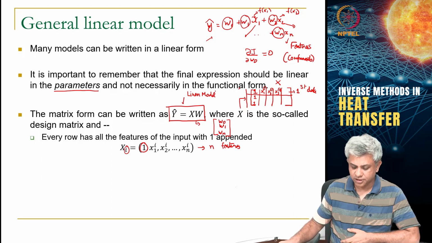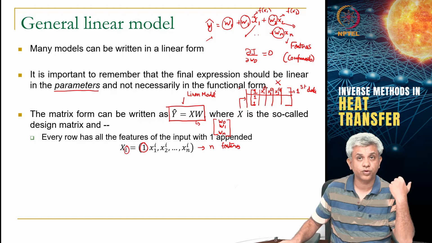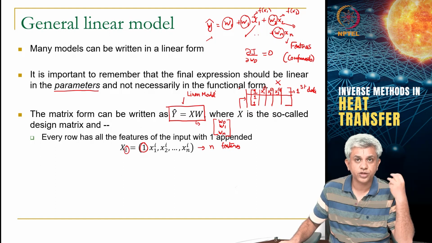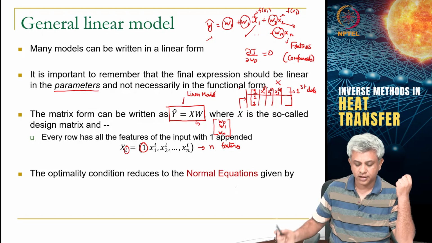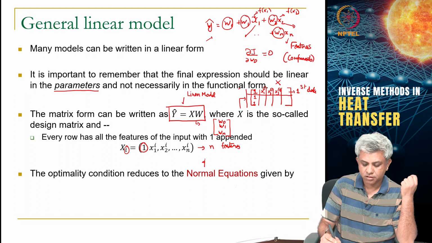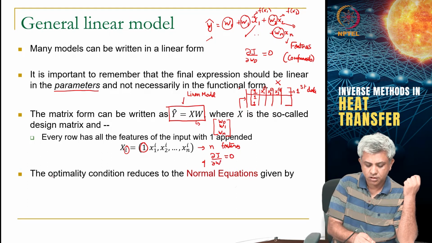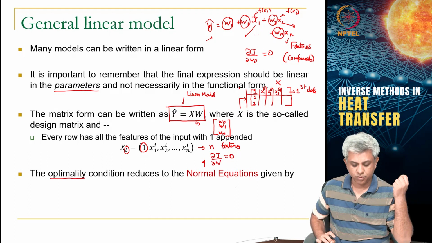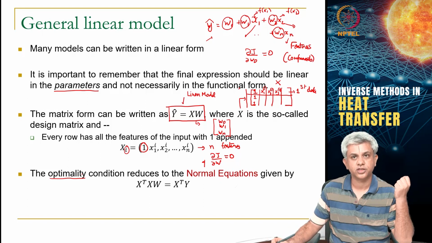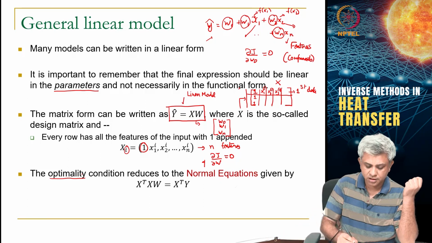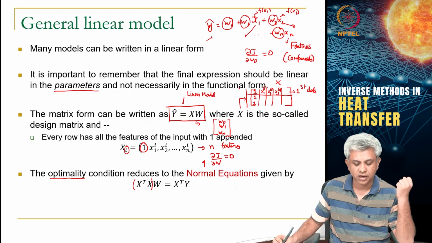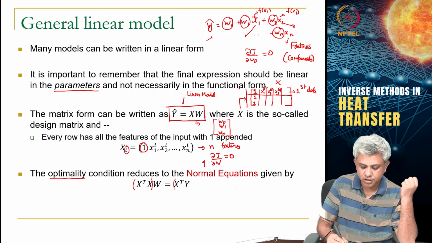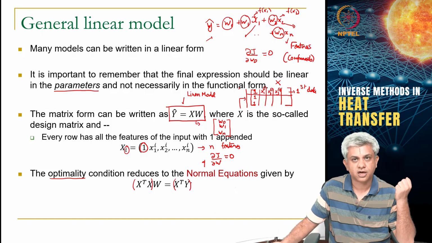And if you write it as this general linear model, you would have seen an advantage of doing so while we were writing our code. You can write the del j del w equations, the optimal equations, as the normal equations, and it reduces to a system of equations which is x transpose x. This is the matrix which sits on the left hand side, multiplied by w, and the right hand side is x transpose y.